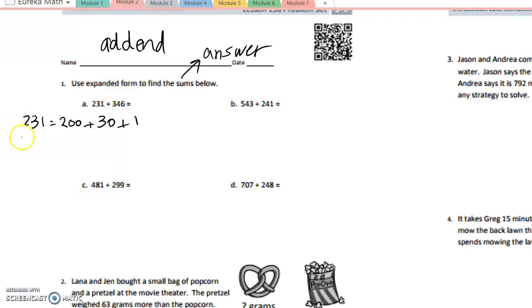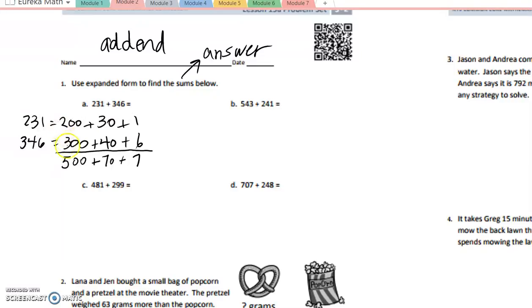Now I'm going to do the same thing with the other addend below it. So it's 346, which equals 3 hundreds, plus 4 tens, which is 40, plus 6. Then what I do is I draw a line under it. That means equals. And I can add up each of the place values together. So 200 and 300 are 500. 30 plus 40 is 70. And 1 plus 6 is 7. You'll notice I have a plus sign in between each of the different place value sections. We have to add those together to get the addend that we were adding in the first place.